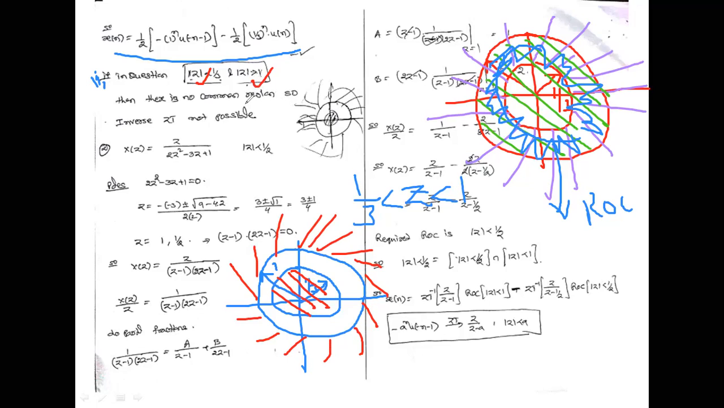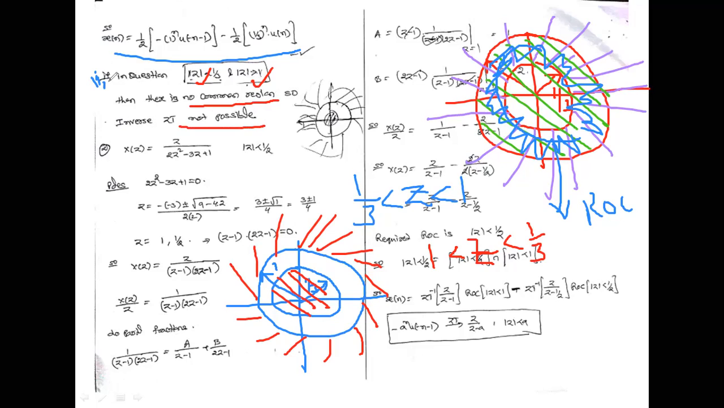Okay, my dear students, |z| less than 1/3. In this region, we have |z| greater than 1 and |z| less than 1/3. There is no ROC we will get, because no overlapping occurs for |z| greater than 1 and |z| less than 1/3. No intersection occurs here. Then there is no common region, so the inverse Z transform is not possible here.